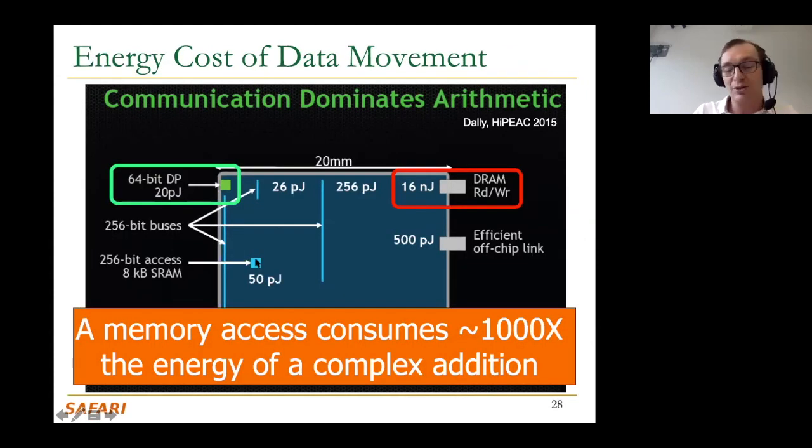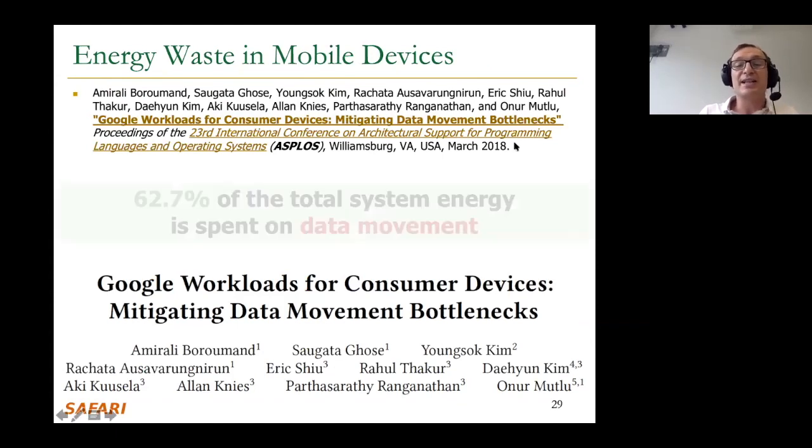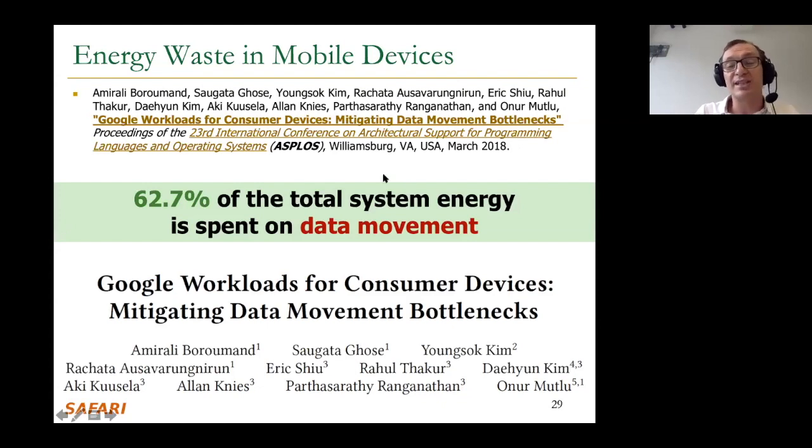And there's more, actually. This is more recent data than what I've quoted so far. We've recently done this study, and we're going to look at this later on. Based on this recent study that we've done together with Google, more than 60% of the entire system energy is spent on data movement in mobile workloads. And we're going to talk about how to mitigate it also.